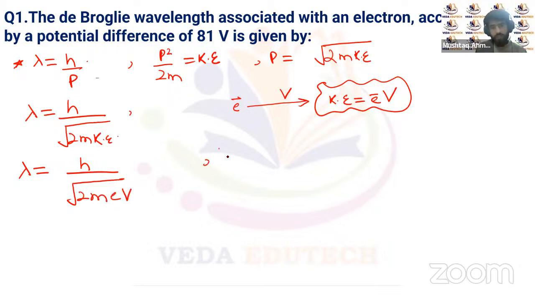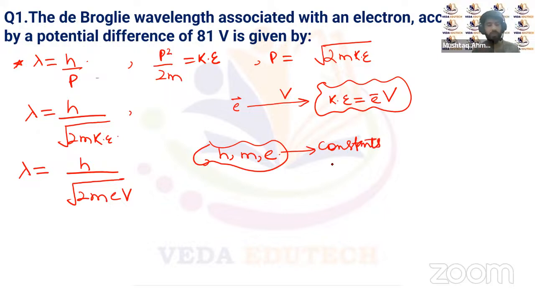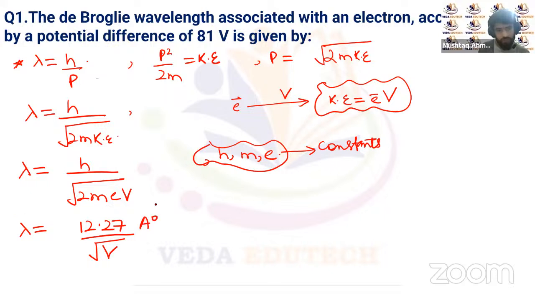Now from here you can see h is a constant, m is a constant, and the charge of the electron is a constant. All three are constant quantities. If we substitute all the values of these constants, where h is the Planck's constant, m is the mass of the electron, and e is the charge of the electron, we'll get a certain constant here. That constant is 12.27 upon root of V, and this wavelength comes out in the units of angstroms.